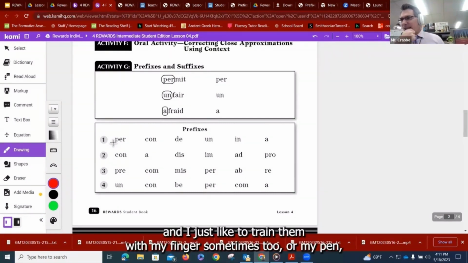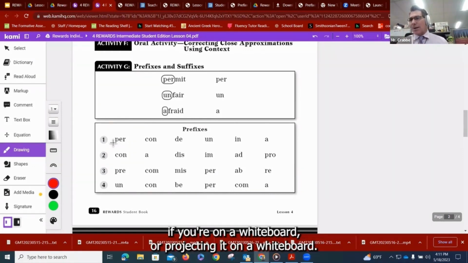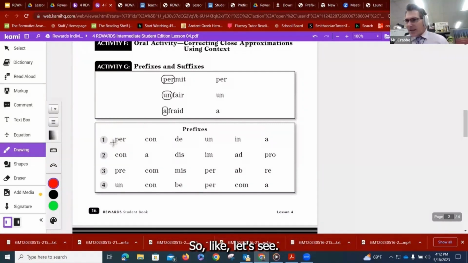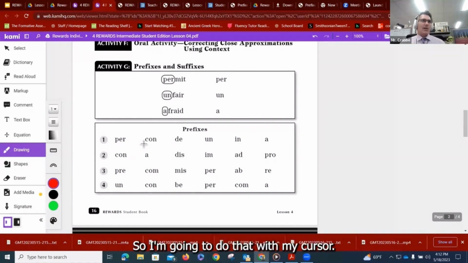And I like to train them with my finger sometimes too, or my pen, because you can do this with your pen as well if you're on a whiteboard or projecting it on a whiteboard. If you have a whiteboard where you can still write on it, that's another way to do it. As you can see my cursor, I can just swipe under it, and you can do the same thing with your pen. You can just say think and then read. So I'm going to do that with my cursor.